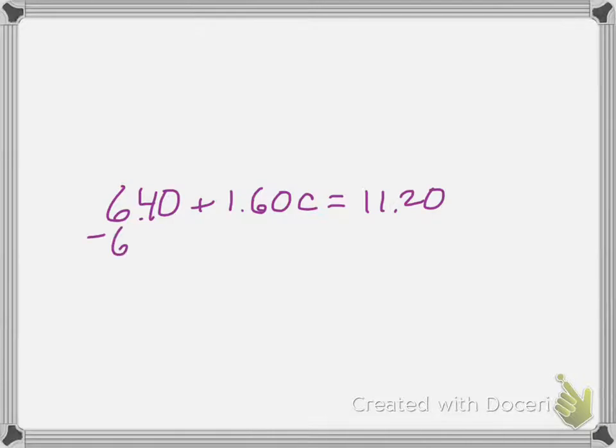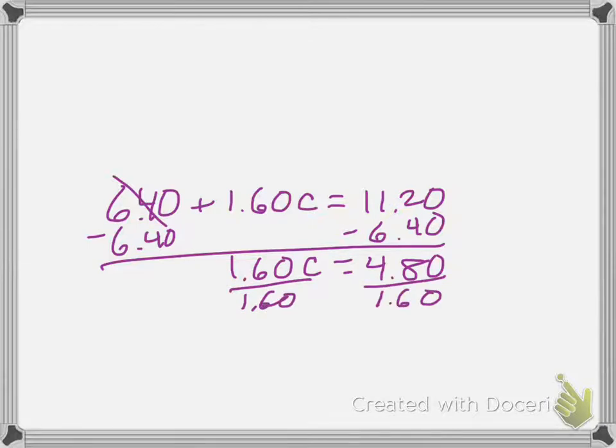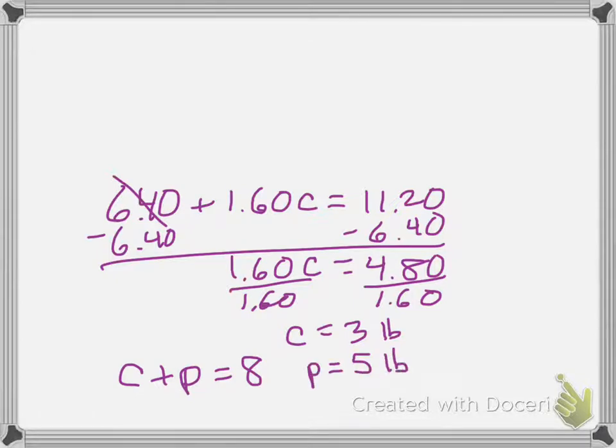So now I'm going to go ahead and subtract 6.40 from each side. I have $1.60 C equals, let's see, 4.80. I can divide by $1.60. And I can see that C is going to be equal to 3. Well, if C equals 3, remember at the start, I know that C plus P was 8. The amount of caramel and the amount of popcorn should be 8 pounds. So C is going to be 3 pounds. And P, that would make P 5 pounds because I know they have to add up to 8.